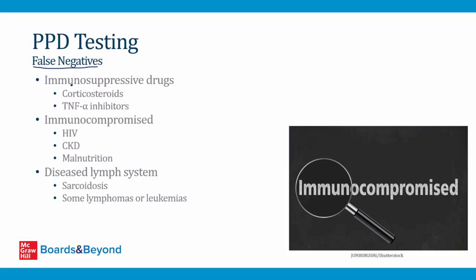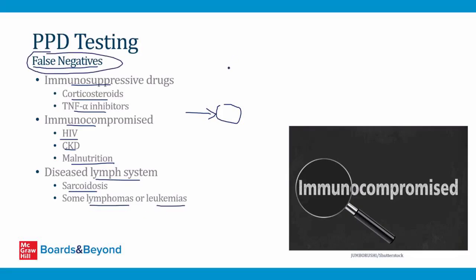So, for example, patients on immunosuppressive drugs like steroids or TNF-alpha inhibitors can have a false negative PPD test, meaning the area of induration is very small, but they still have latent TB. And the reason the area of induration is small is because they can't mount the normal immune response. Same thing can happen with patients who have immunocompromised states like advanced HIV or kidney disease or malnutrition. There are also some lymph system diseases like sarcoidosis and some lymphomas or leukemias. These things can also lead to false negative PPD results.